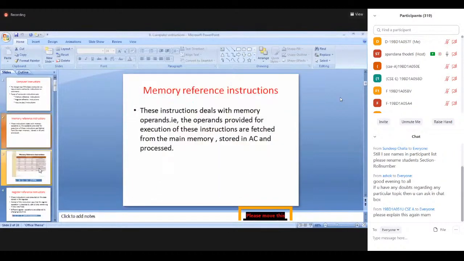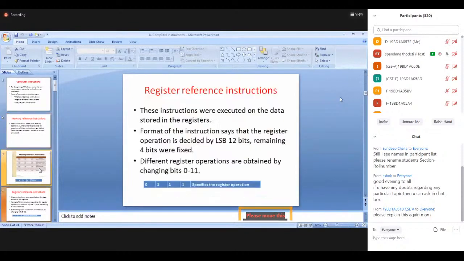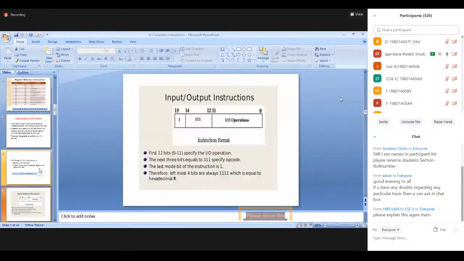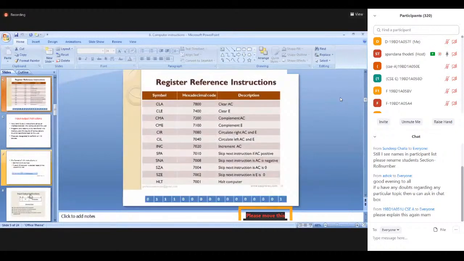Computer instructions are mainly of 3 categories: memory reference instructions, register reference instructions, and IO instructions, right? So let me explain these IO instructions. You know the instruction register format? The instruction register size is 16 bits. In the 16 bits, bits 0 to 11 are used to know the type of the IO instruction.